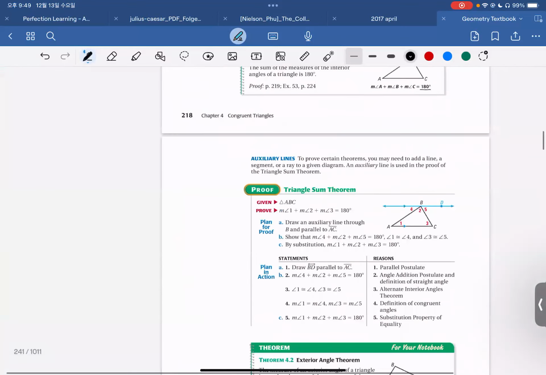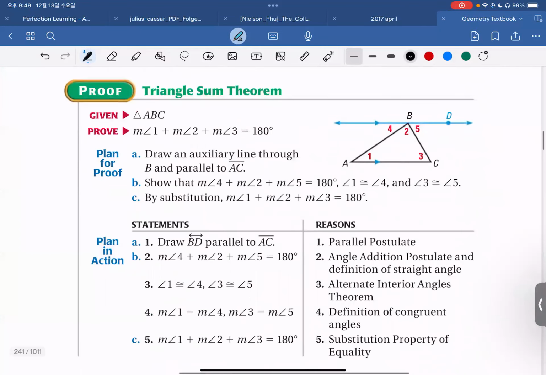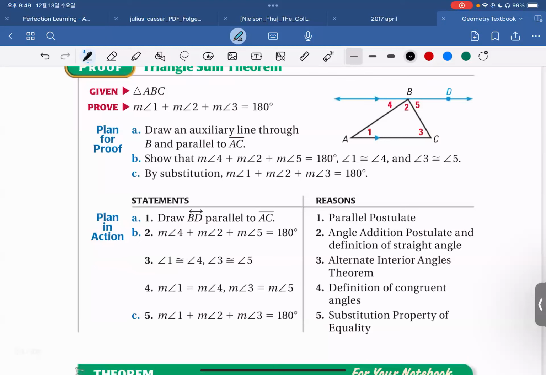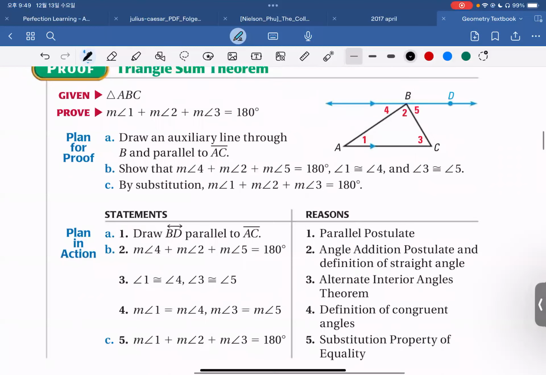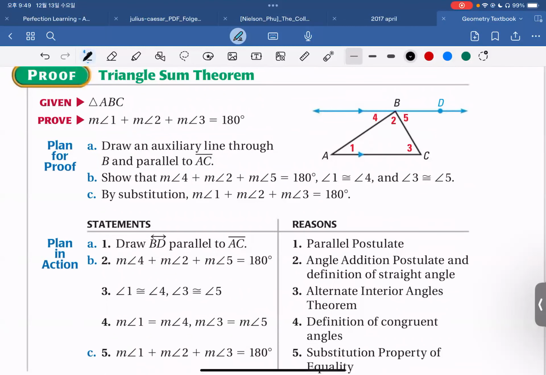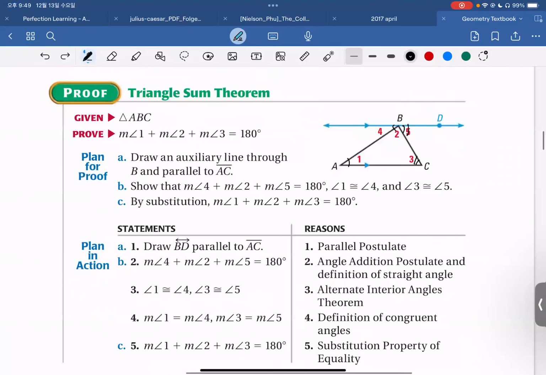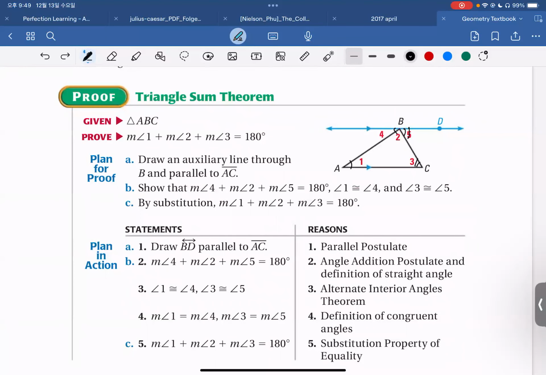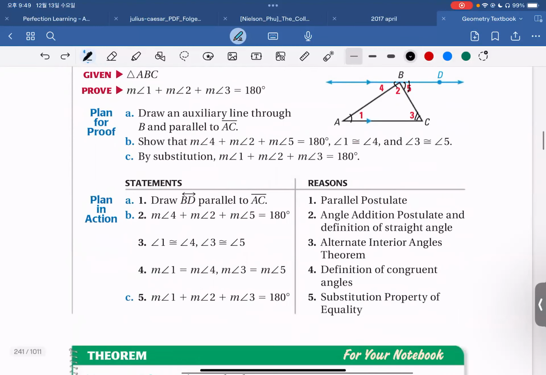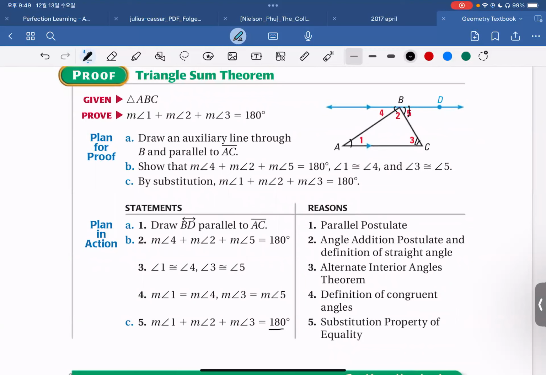And this is the proof for the triangle sum theorem. It's really pretty straightforward, but you first draw the parallel postulate, and as you should probably recall, the angle addition postulate. So that's adding angles, right? And the alternate interior angles theorem shows that in this case 1 and 4 and 3 and 5 are congruent because that's how alternate interior angles work. So if there was a line like this, that's how it basically works. And then you know the definition of congruent angles. Remember that congruence is the same as equality, it's just called something different. And lastly, you substitute the angles to show that they add up to 180.